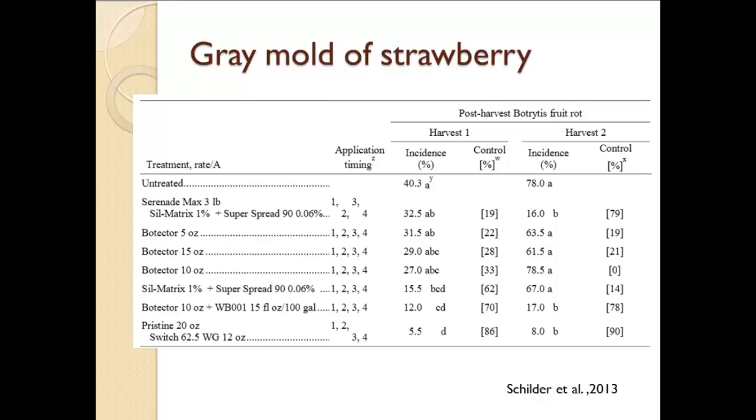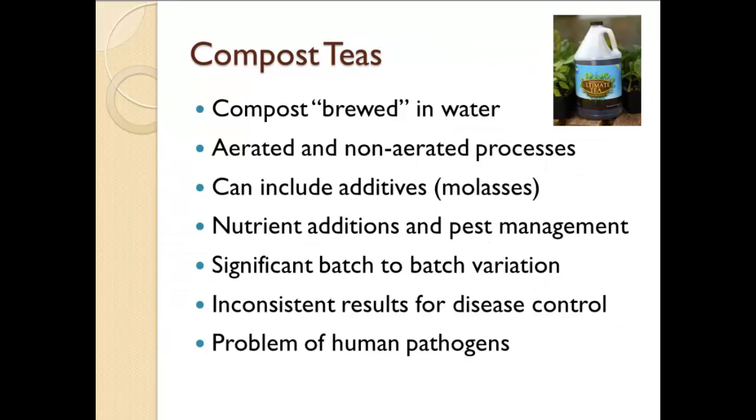Here's another one looking at gray mold on strawberries, and the Bot Protector, that's a biocontrol agent, and the Silmatrix one, that's actually a silica treatment. And some of these were effective when compared to the control. Some organic growers like the idea of making compost teas. This is where they take plant matter and mix it with water and allow it to ferment for a while, and then drain that off and spray it onto their crop. In some cases, they may be adding sugars like molasses.